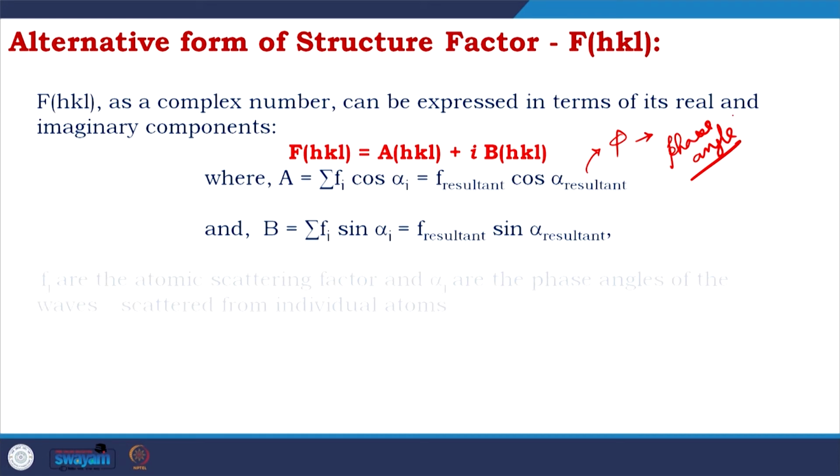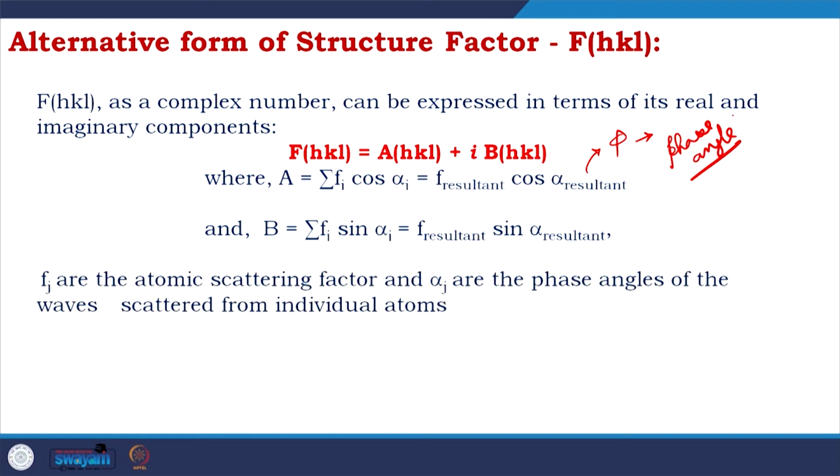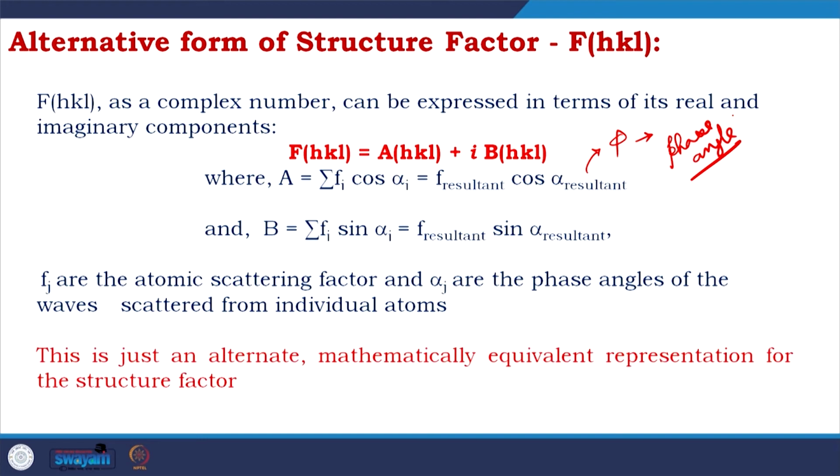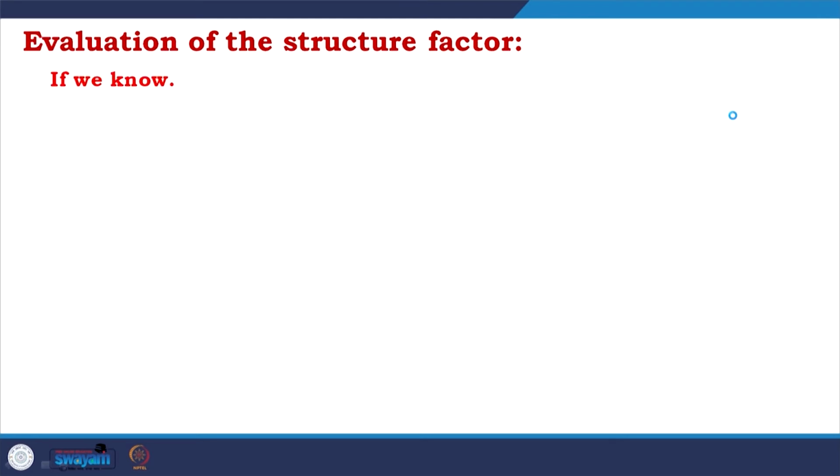It is sometimes represented differently. f_j are the atomic scattering factors and alpha_j are the phase angles of the wave scattered from individual atoms. So, as I told, this is an alternate mathematically equivalent representation for the structure factor. Evaluation of the structure factor.